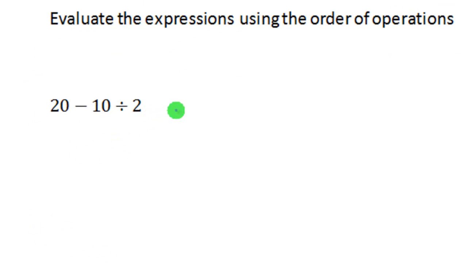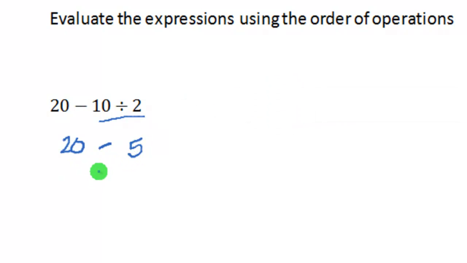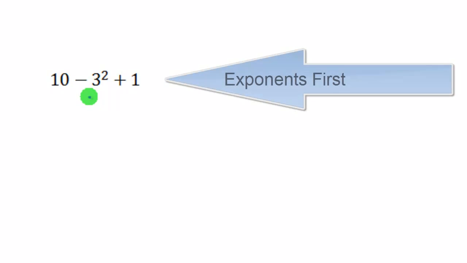Now notice here we have both a subtraction and division. So, of course, we need to do the division before the subtraction. So 20 divided by 2 is 5. 10 divided by 2 is 5, and then 20 minus 5 is 15. Okay, let's look at the next problem.